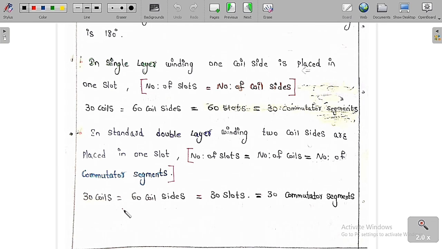So therefore 30 into 2 is 60 coil sets. I have already told you that in double layer winding, 2 coil sets are placed in one slot. So 60 coil sets are going to be present in 30 slots. I have also told you that the number of commutator segments on the commutator is always equal to the number of coils present on the armature, irrespective of the type of winding. So therefore it is 30 commutator segments.